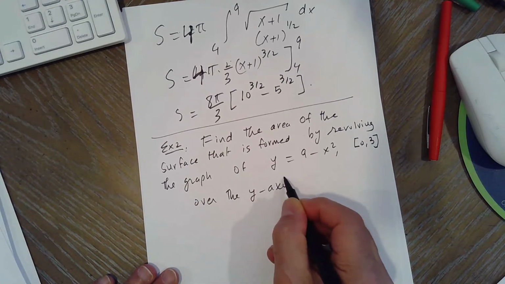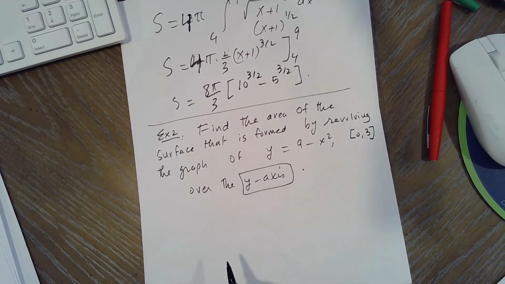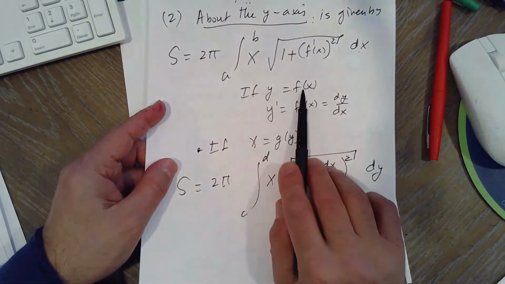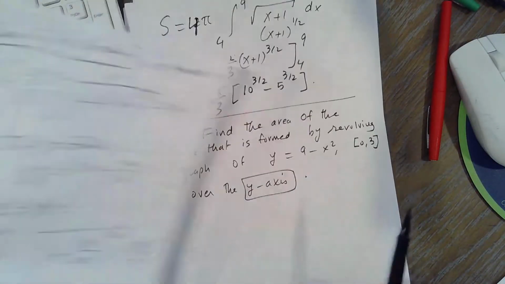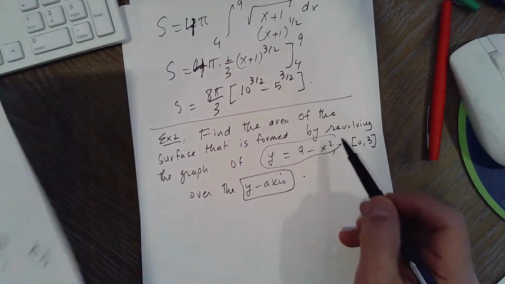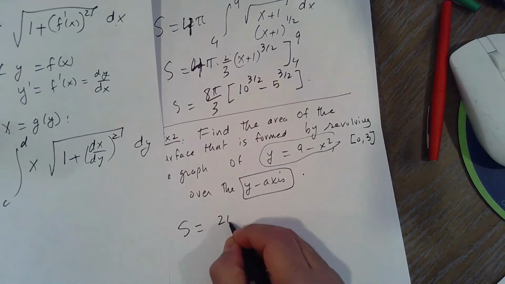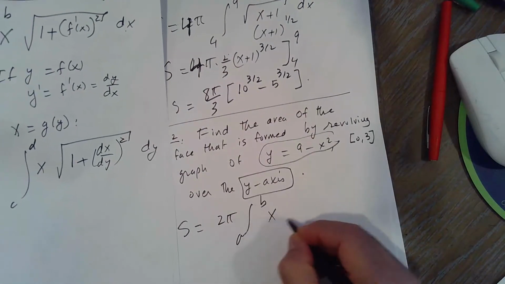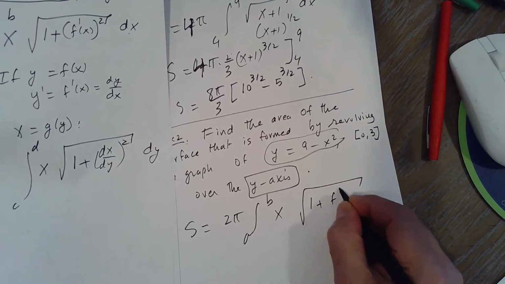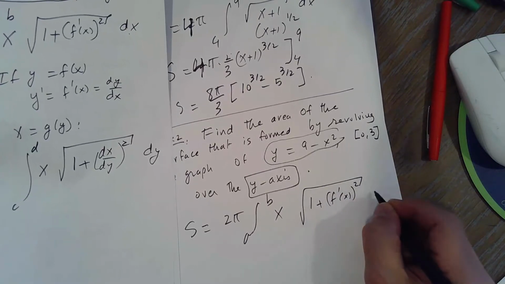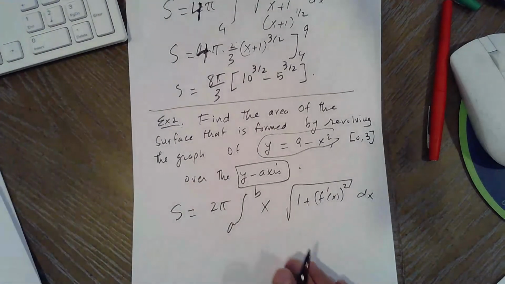Now, the revolving is about the y-axis, so we go to number 2. Is it y equals f of x or x equals g of y? It's y equals f of x, so it's got to be this formula. So let's write it down. 2 pi integral from a to b of x times the square root of 1 plus f prime of x squared dx.